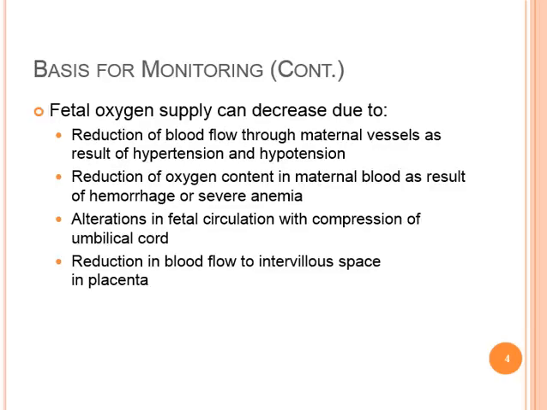Fetal oxygen supply can decrease due to reduction of blood flow through maternal vessels as a result of hypertension and hypotension, reduction of oxygen content in maternal blood as a result of hemorrhage or severe anemia, alterations in fetal circulation with compression of the umbilical cord, and reduction in blood flow to the intervillous space in the placenta. Fetal well-being during labor can be assessed by the response of the fetal heart rate to uterine contractions.